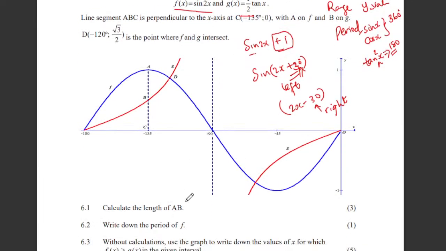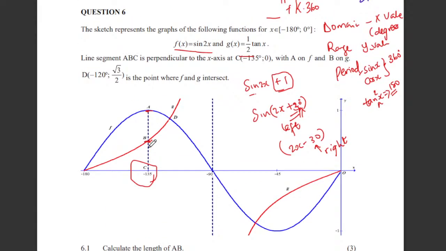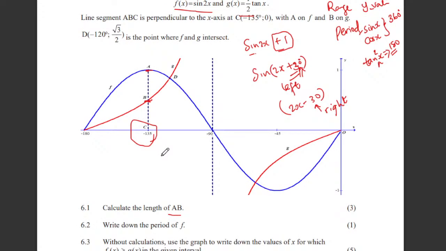Now, they want us to get the length of AB. So this is A, and then that is B. But we know that both A and B have the same common point, which is negative 135. So it's up to you. You can choose to substitute the negative 135 into these equations, f and g, and then subtract the values. Okay, you get those 3 marks. I think that's way better.